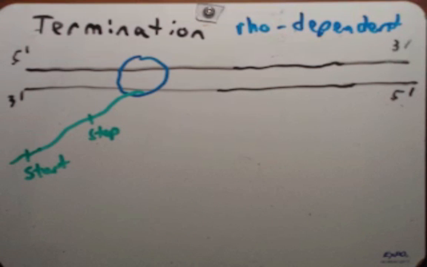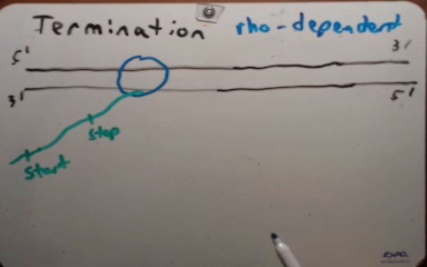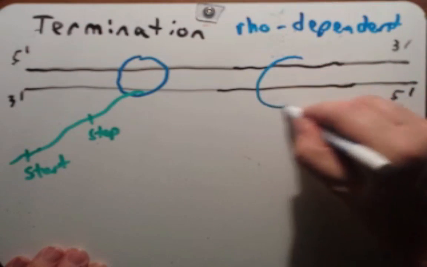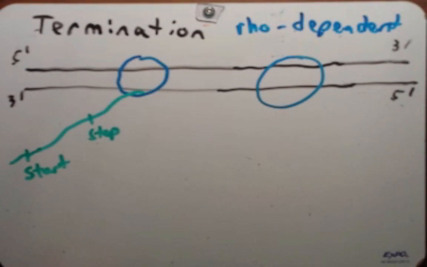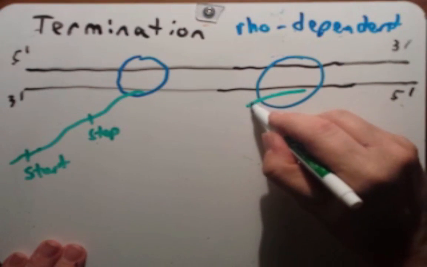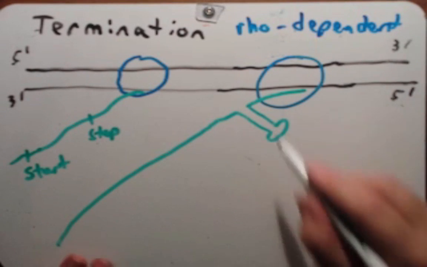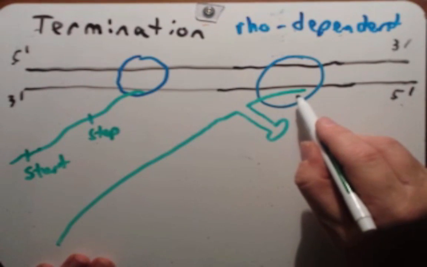Okay, let's now talk about rho dependent. It has many of the same features that we saw with rho independent, in that the RNA polymerase is going to keep making RNA until it's told to stop. At some point the RNA polymerase will hit this region where it's making the RNA, and just like we saw with rho independent, it does form this hairpin loop. The one difference is that it's not followed by a string of A's and U's.